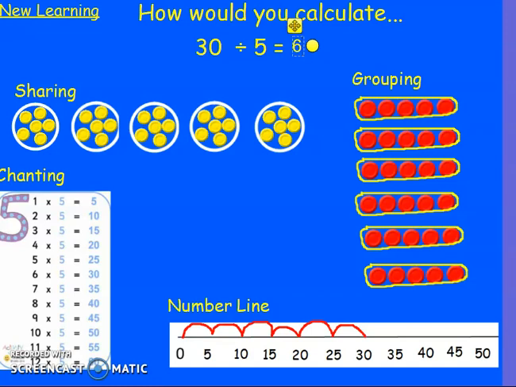Pause the video there and have a think. When you're doing your divisions today, which method would suit you best? What do you feel most confident with?